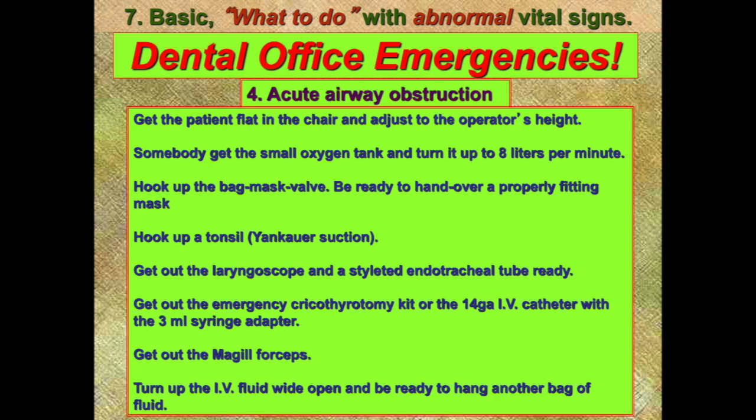If it's deep within the airway, you're going to need to use your laryngoscope and either put in an endotracheal tube or use your McGill forceps to pluck the foreign object out of their mouth and unobstruct the airway. In the worst case, you would do an emergency cricothyrotomy with the kit that you have in your emergency cart. Have your IV fluids full, always have a bag there that's dripping, and have another bag ready to go.